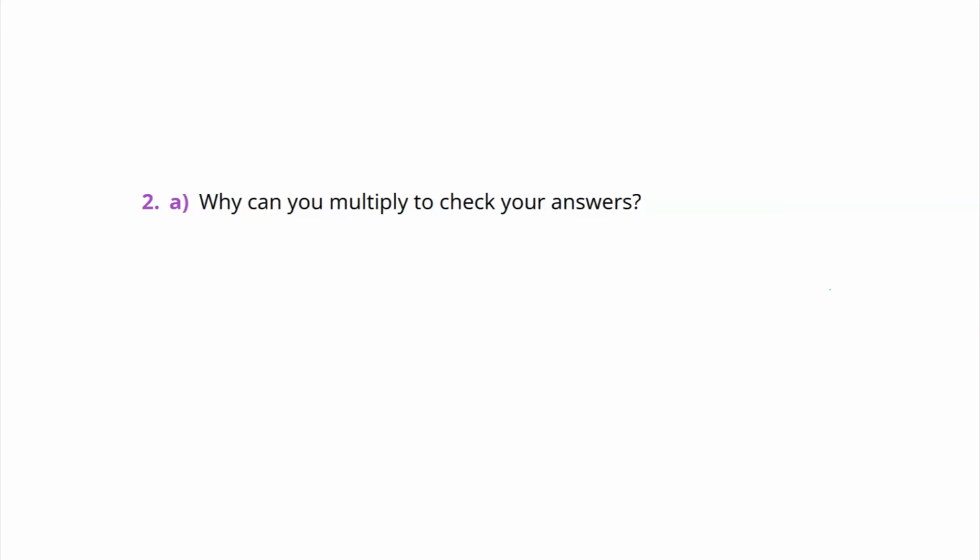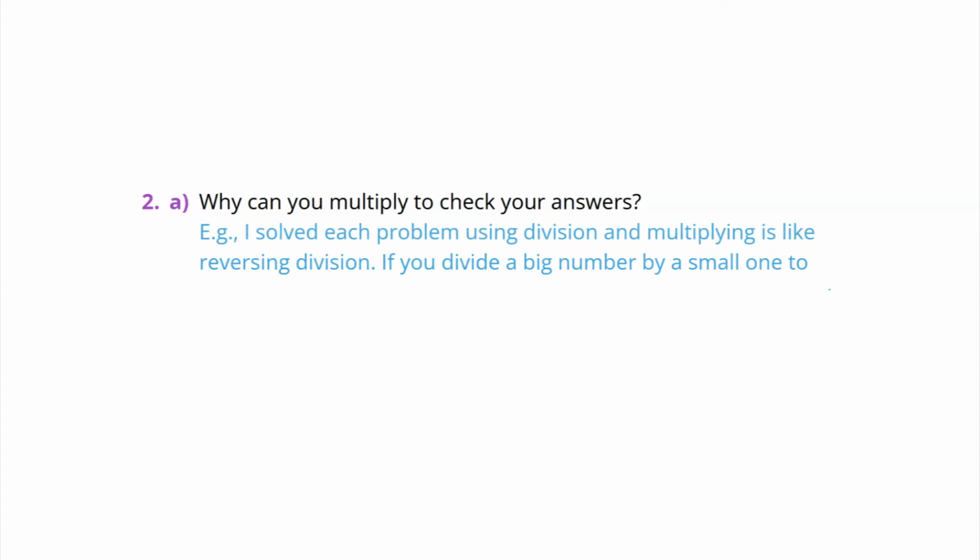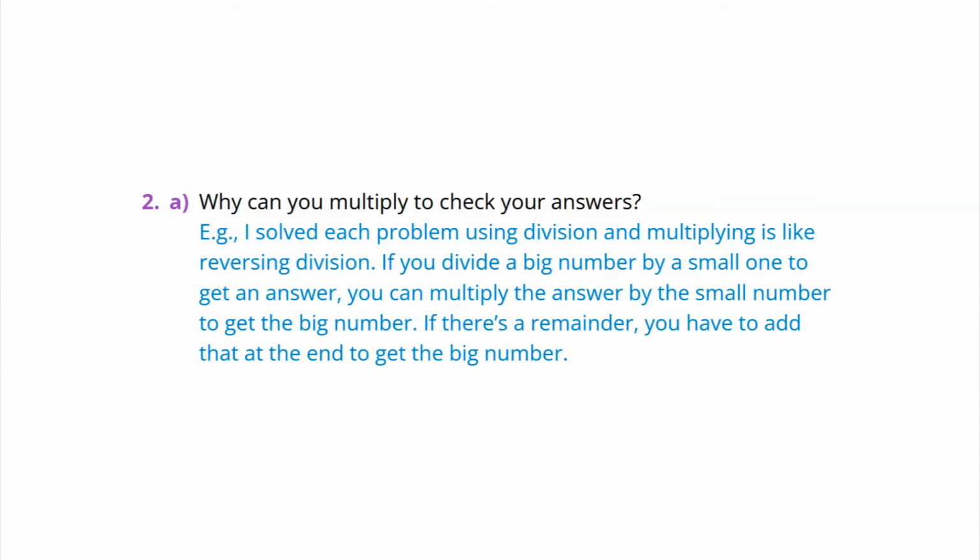Why can you multiply to check your answers? An example response might be that I solved each problem using division, and multiplying is like reversing division. If you divide a big number by a small one to get an answer, you can multiply the answer by the smaller number to get back to the big number. If there's a remainder, you have to add that at the end to get the big number.